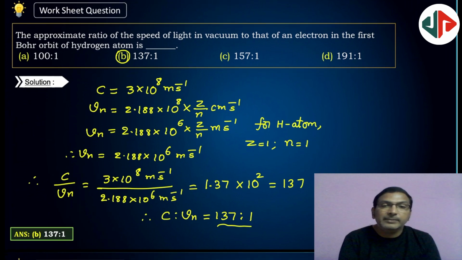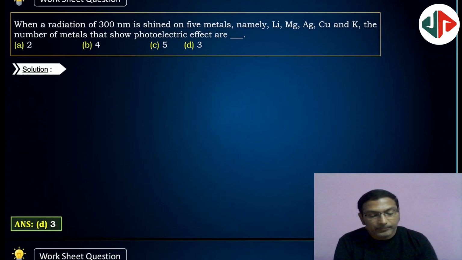Ratio between speed of light in vacuum to that of velocity of electron in nth orbit. In nth orbit means here we have to take first orbit of hydrogen atom. For hydrogen atom, atomic number is 1 and orbit number also 1. Next question.